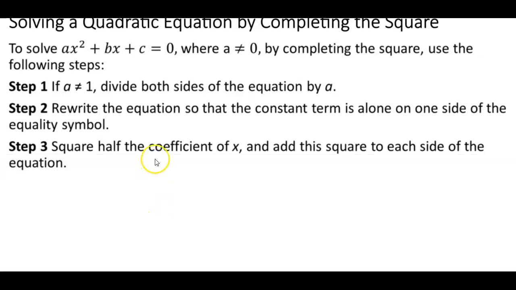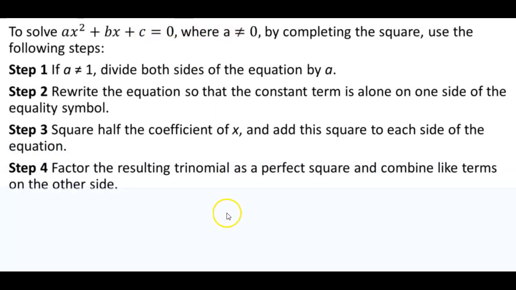Step 3. We want to square half the coefficient of x, and then add this square to each side of the equation, meaning that the coefficient of x is b. So what we want to do is square half of that, and then add this square to both sides of the equation.